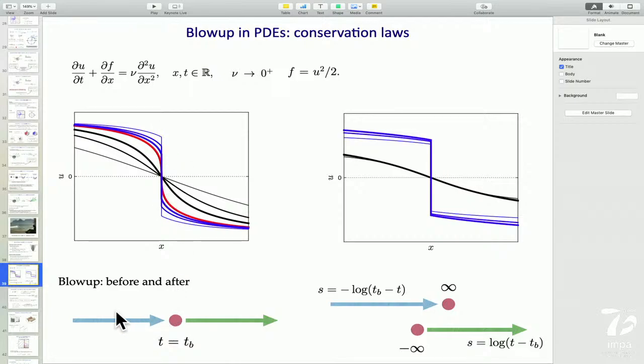And in fact, you can make all these rescaling procedures. There is a blow up time, and you consider the dynamics before and after, and you introduce this rescaled time with the logarithm. So it's s equals minus log before, so it goes to infinity when t approaches t_b, and then plus log after, which starts at minus infinity. And you can make this rescaling procedure. I don't want to give you details, but anyway, you can see that pre-blow up corresponds to one attractor.